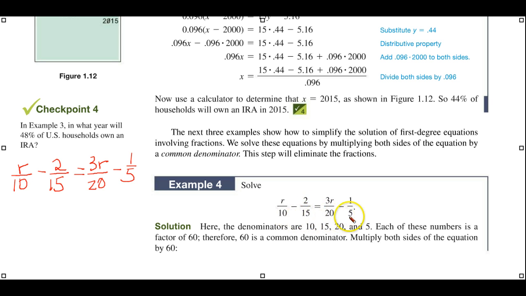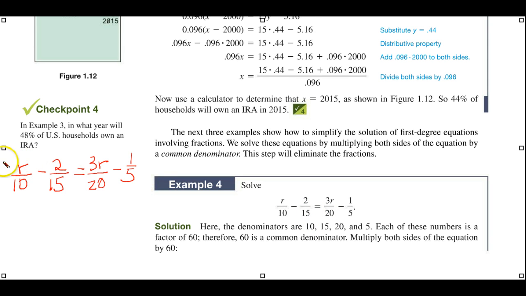And I see the answer down below, but I'm trying to brainstorm how we would do this. And you might say, well, 20. Now the 5 and the 10 would go into 20, but not the 15. How about if we made it 40? No. Again, these would go, but the 15 wouldn't. How about 60? Yes, 60 would be it.